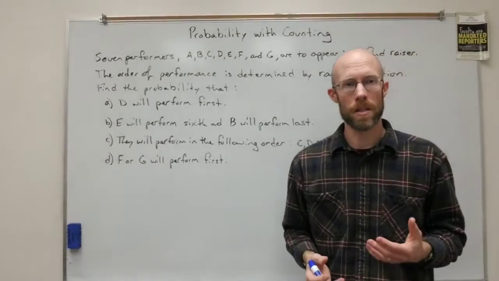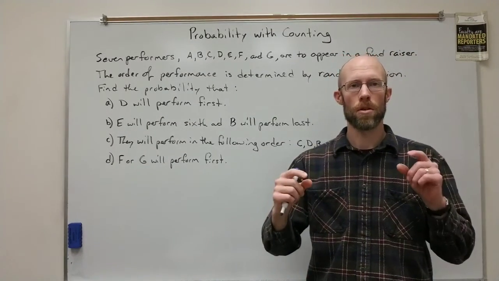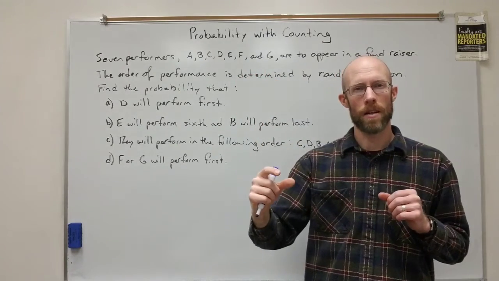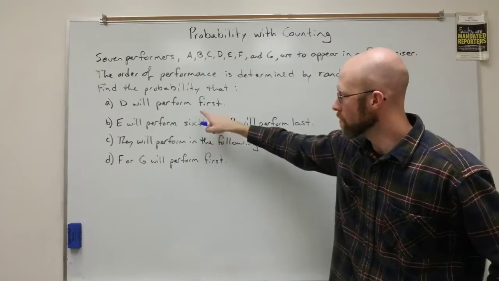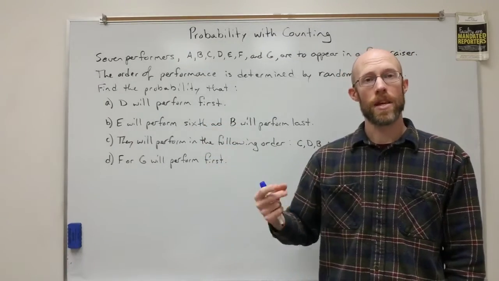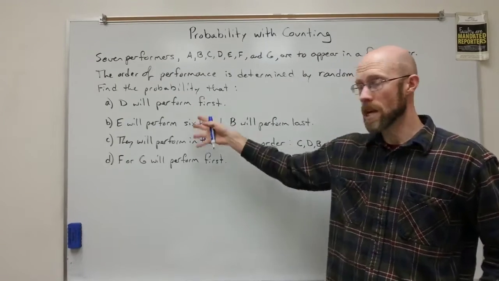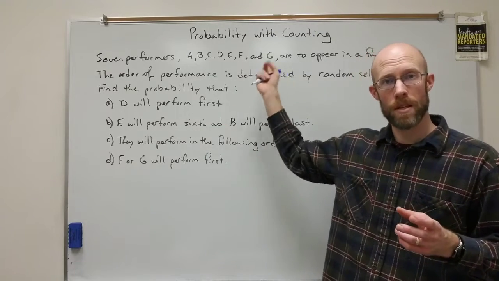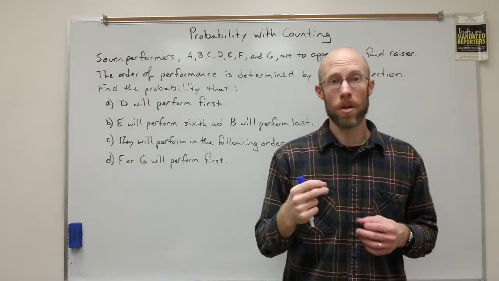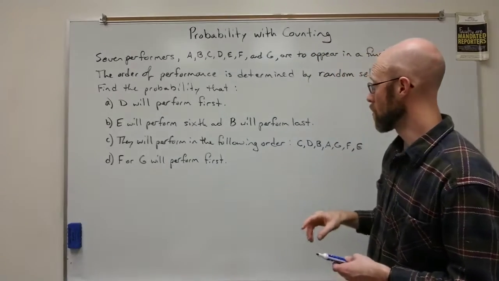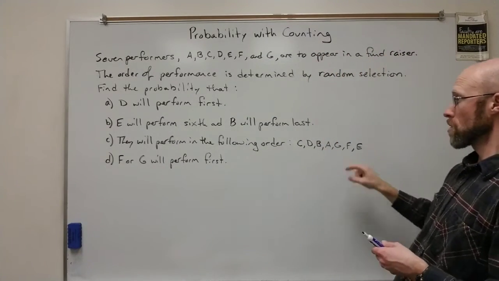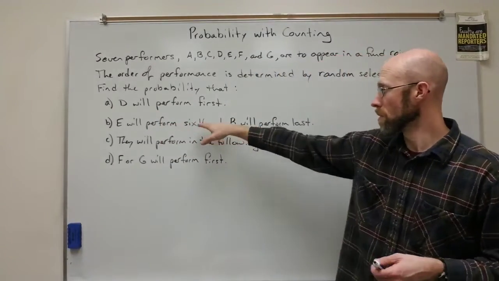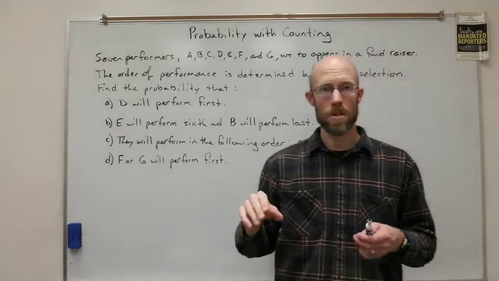Now we're looking at probabilities here, and probabilities, remember, you're taking the cardinality of the event divided by the cardinality of the sample space. Well, each of these is considered an event. The sample space, however, is going to be the same in all of these. It's the total number of ways that you can permute these 7 performers. And remember, the order is actually important in this case. We're specifying particular orders, particular people in particular places. D performs first, E in 6th place, B in last place. So the order is important.